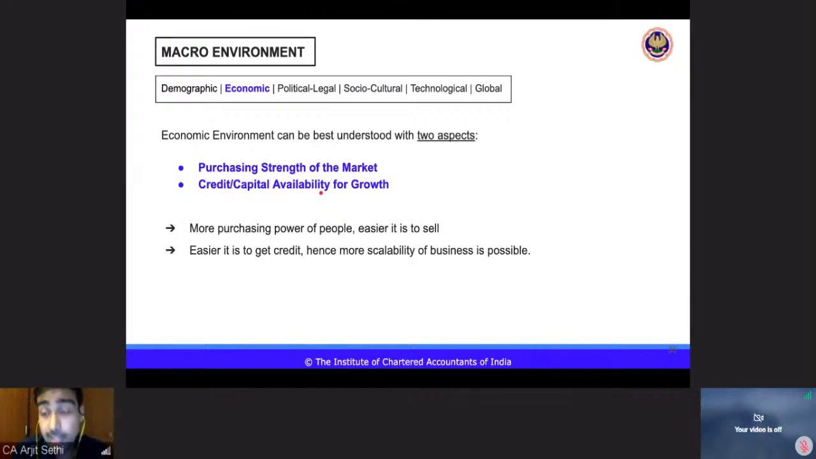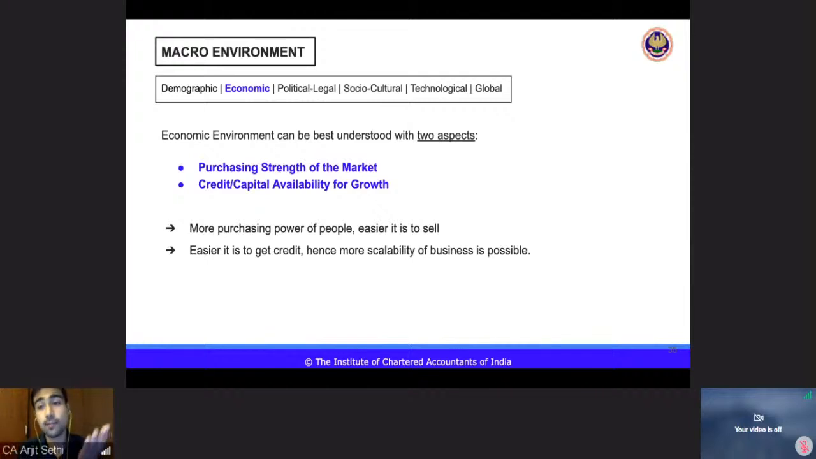What do we understand by these two components? Number one is purchasing strength of the market. Purchasing strength means more purchasing power of the people, easier it is to sell. If people are wanting to spend more, it is easier to sell, right? If people are very much focused on savings, it is very tough to sell.